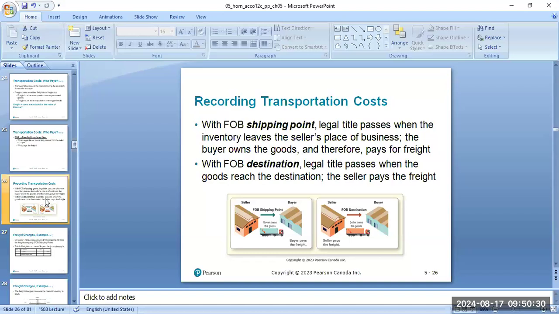Make sense? So now what you're trying to do, if you're in the merchandising business, is get the seller to pay for the freight in and get the buyer to pay for the freight out. Which means that when you're buying, you have the scenario of free on board destination. And when you're selling, you're going to have free on board shipping point. In that case, you're free of delivery cost.